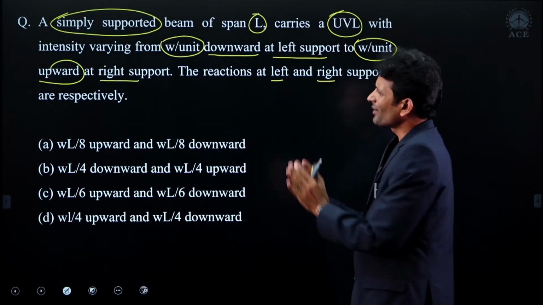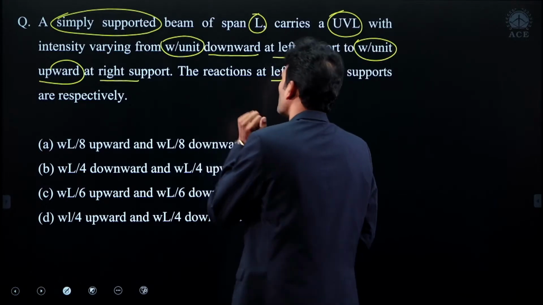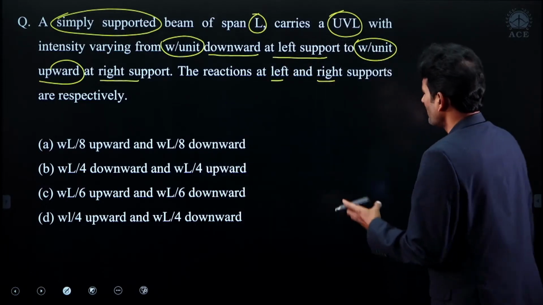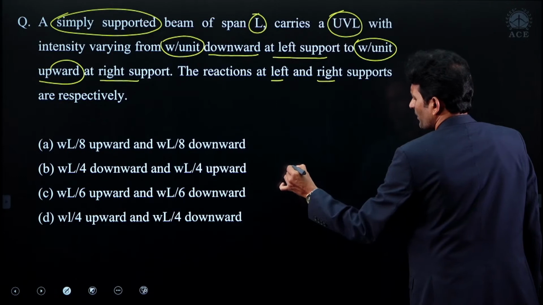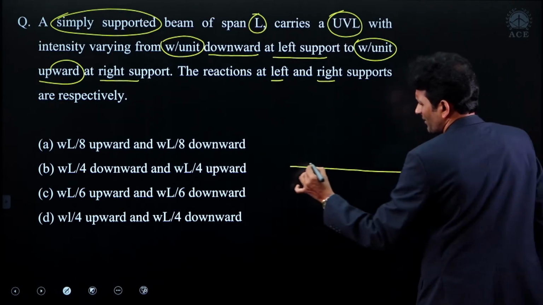First, I will plot the diagram so that we are having some conclusion. Given beam, it is a simply supported beam. Let us take this is a simply supported beam.